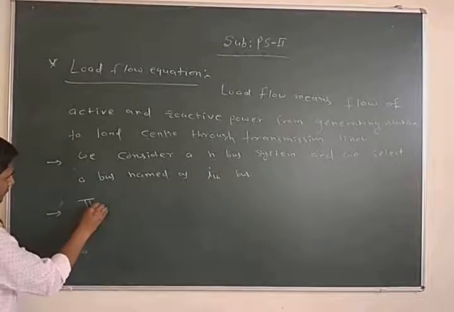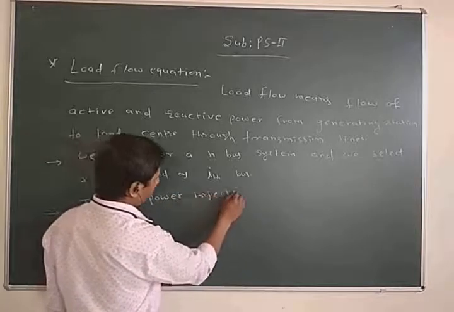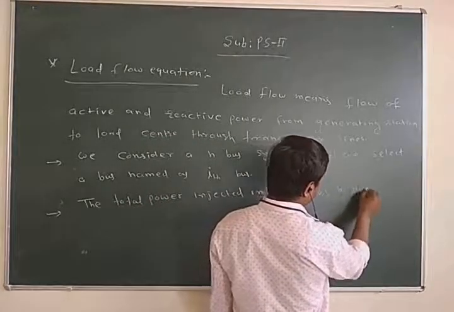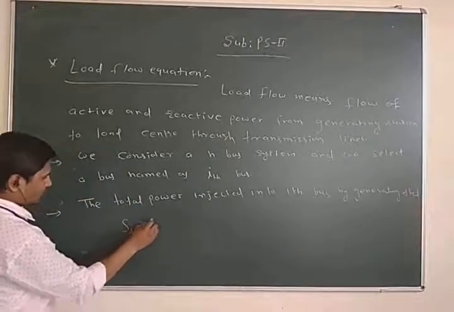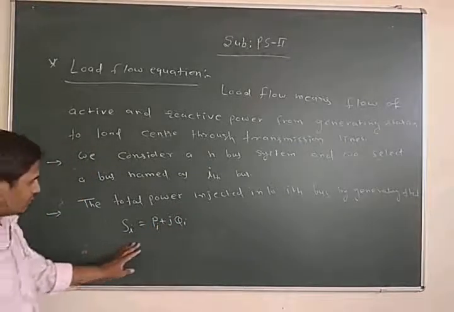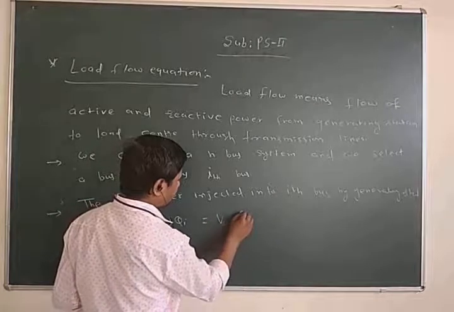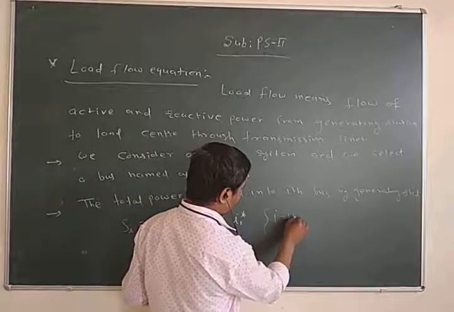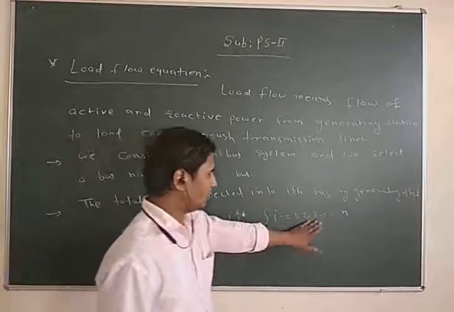The total power injected into the ith bus by the generating station, S is equal to P plus jQi. We can write S is equal to Vi into Ii conjugate, where i is equal to 1, 2, 3 ... n. i means there may be any bus 1, 2, 3 or nth.